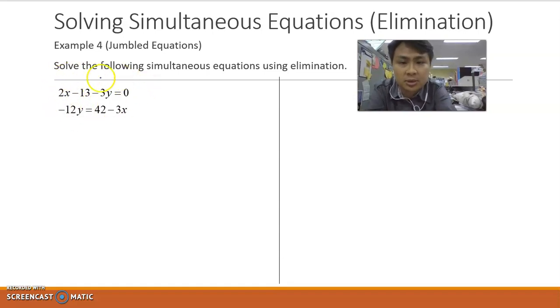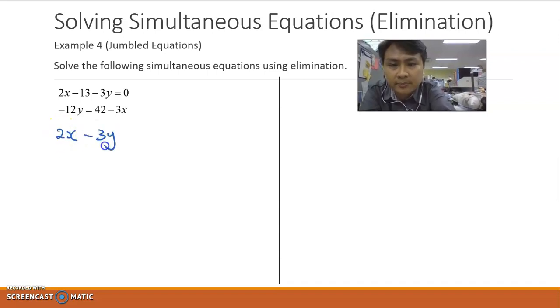For this equation, I need to rewrite it as 2x minus 3y equals, I'm bringing the negative 13 over to the other side. So negative 13 brought over becomes plus 13. 0 plus 13 is still 13. I'll write down this, and this will be my equation 1.